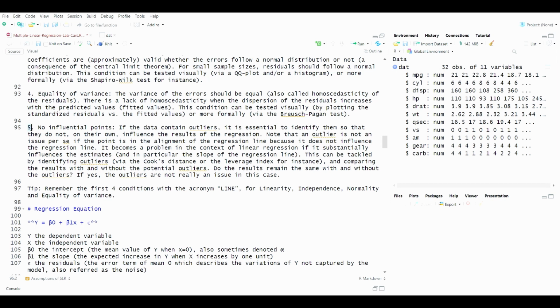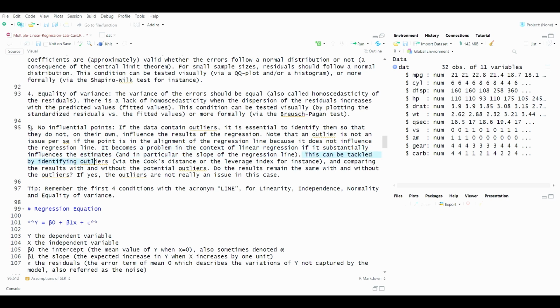Number 5, no influential points. If the data contain outliers, it is essential to identify them so that they do not, on their own, influence the results of the regression. Note that an outlier is not an issue per se if the point is in alignment with the rest of the regression line because it does not influence the regression line. It becomes a problem in the context of linear regression if it is substantially influencing the estimates and in particular the slope of the regression line.